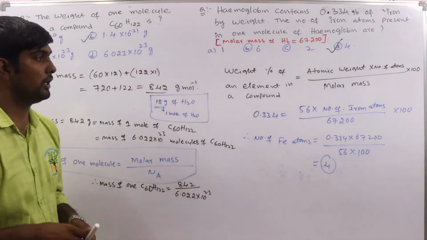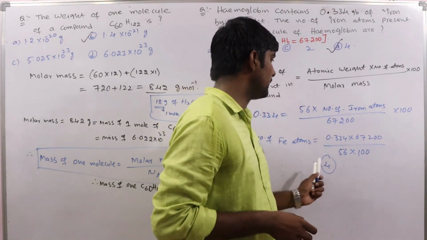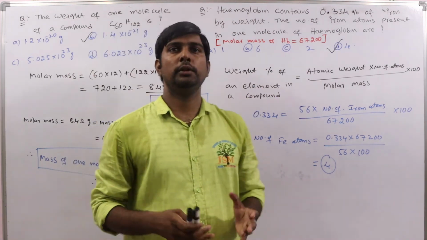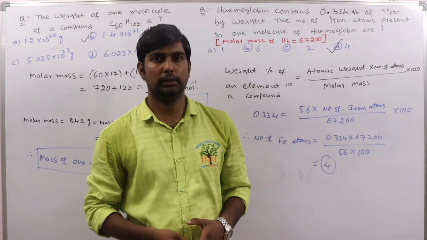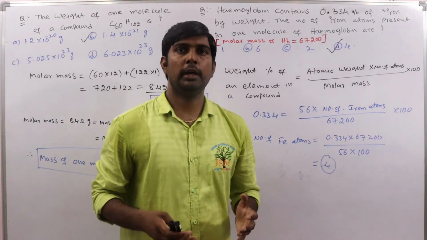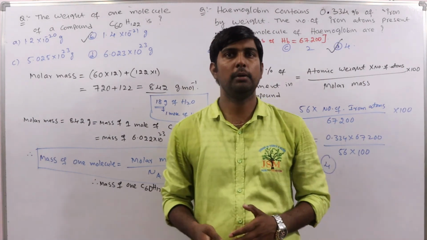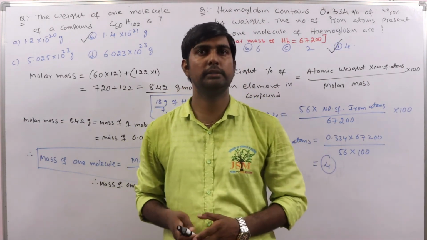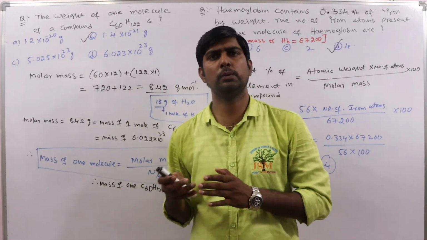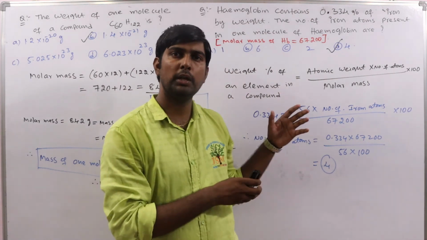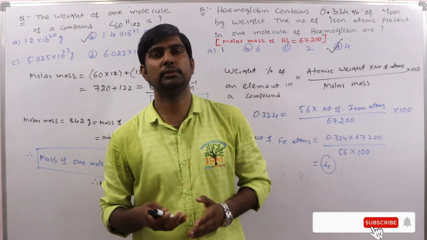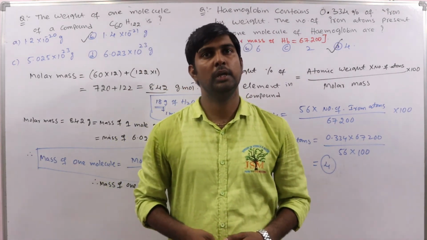In total, how many iron atoms are present? 4 iron atoms are present in the hemoglobin. In this way we can solve problems. We discussed different model problems asked in previous medical entrance exams. Understanding the method is very important. However the question is asked, whatever molecules or options are given, the procedure is the same. You should understand that, then problem solving will be very simple. Thank you for watching.